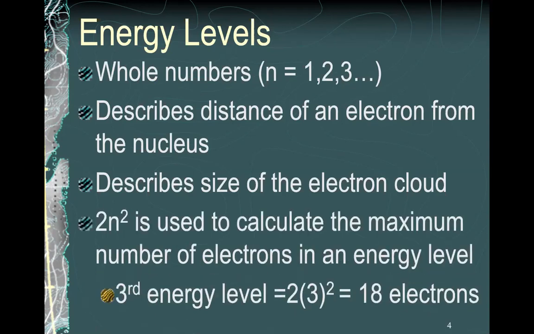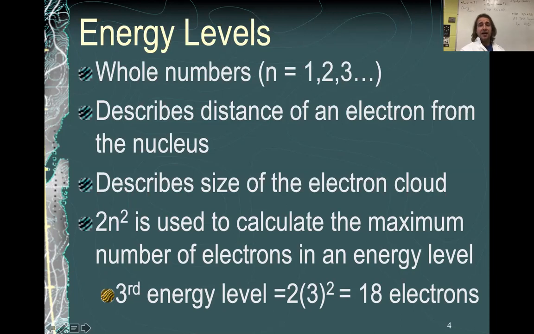If we want to know how many electrons will fit in that cloud, there is a mathematical equation. It is 2n squared, where n is the energy level. When you plug that in, we end up getting the total number of electrons that you can fit in there. So if we're, for example, in the third energy level, 3 squared is 9 times 2 is 18. In the third energy level, you can fit a maximum of 18 electrons, and then it's full. You'd have to put more electrons somewhere else.